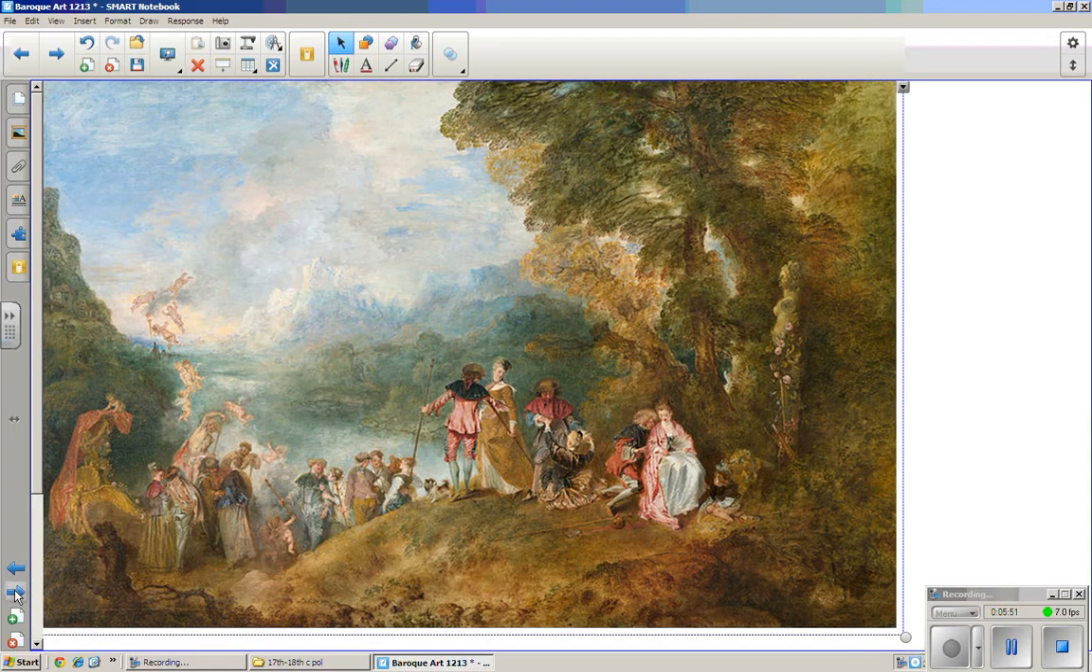Also from the Rococo, this is a Watteau. It should remind you of the ornate, frilly environs of the palace at Versailles, the Chateau at Versailles. And so if you're thinking Rococo, this is kind of your model in your mind. Ornate, flowery, showy.